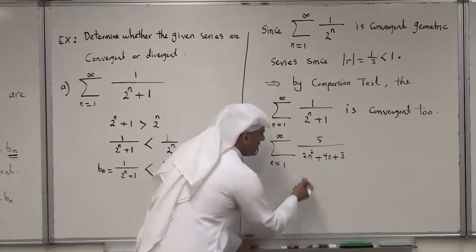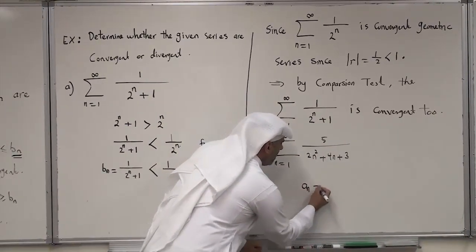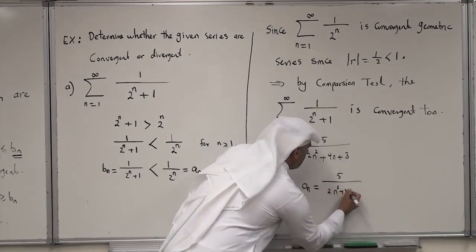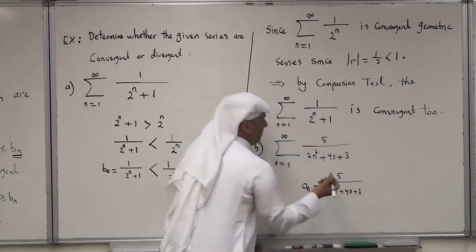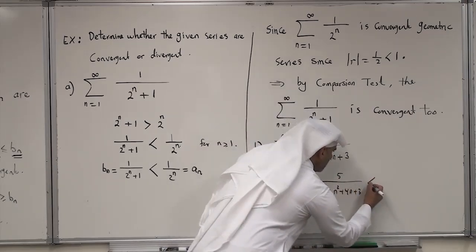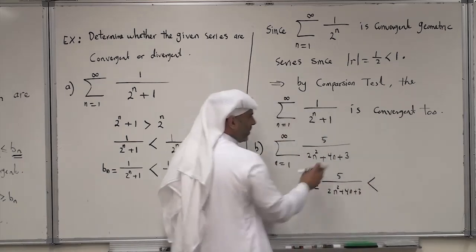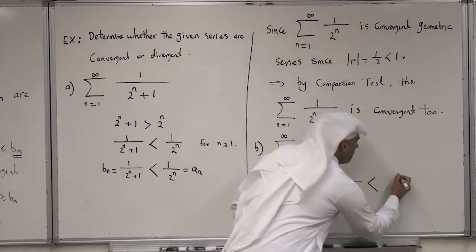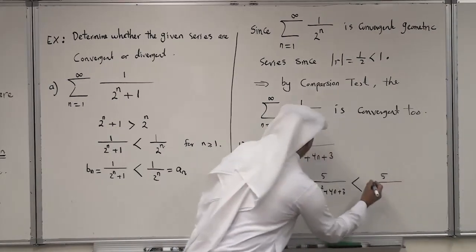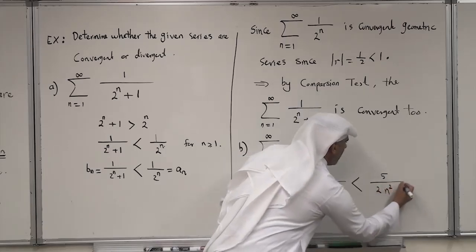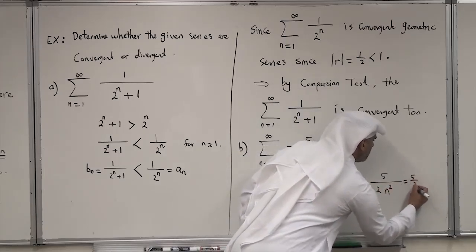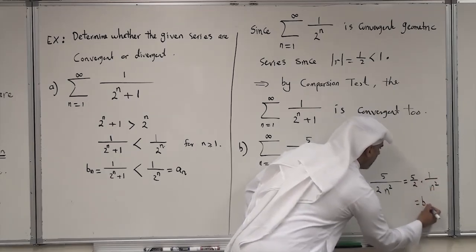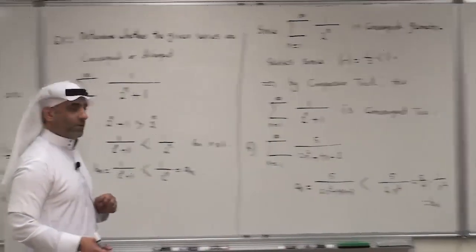Let us look carefully at this. If we call this one a_n, which is equal to 5 over 2n squared plus 4n plus 3, clearly this is smaller than something. What I will do now is decrease the denominator, so the value will increase. So what do we have? I am comparing it with 5 over only 2n squared. If you like, this is equal to 5 over 2 times 1 over n squared. You can call this one b_n if you like. This is true for any n greater than or equal to 1.